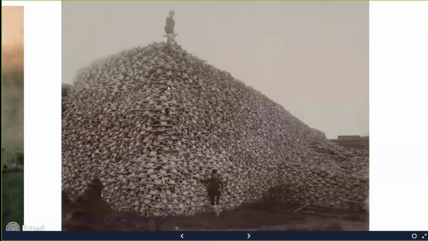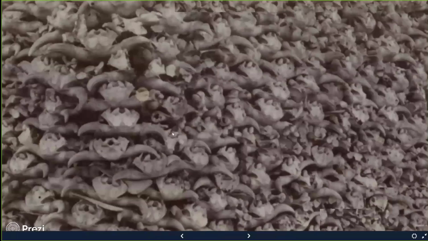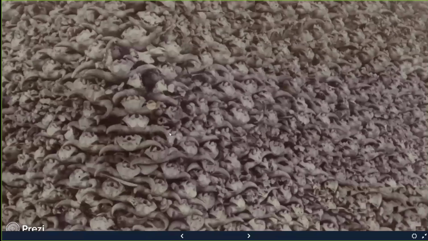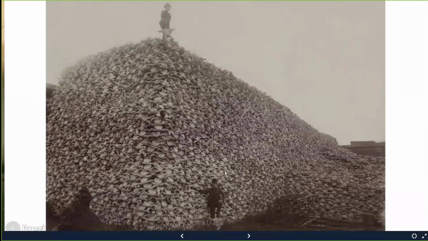These are, come on, you got it. Buffalo skulls. That's how many buffaloes we killed with the one reason to get rid of the Native Americans.